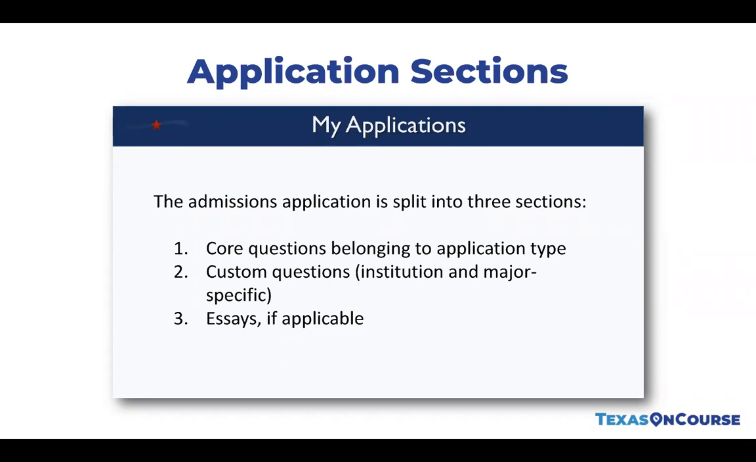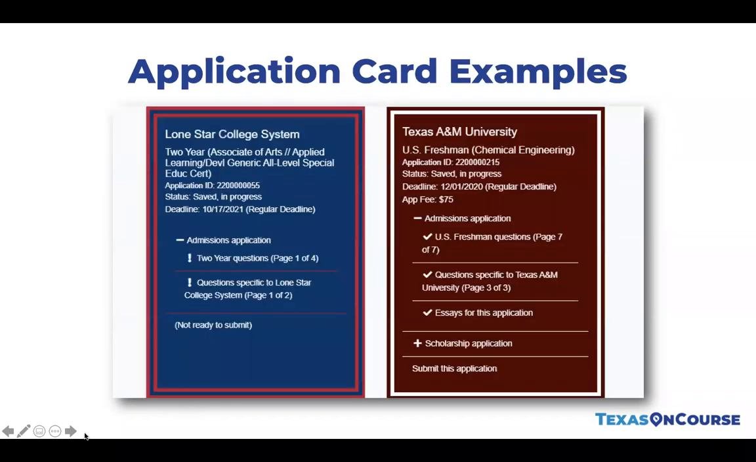Applications are also now color coded based on the institution's school colors. And so here's an example of what the different application cards might look like in the application list. As you can see here, the student has incomplete sections for Lone Star College and completed sections for Texas A&M. You can also see that A&M has an essay and also a separate scholarship application. So that's really clear of what the requirements are for this particular school. Students can see which application is ready for submit and which is not. And when an application is ready for submit, the students can simply click that submit button at the bottom.